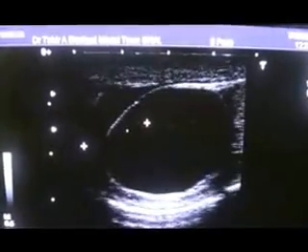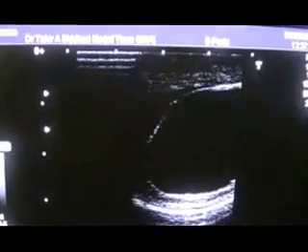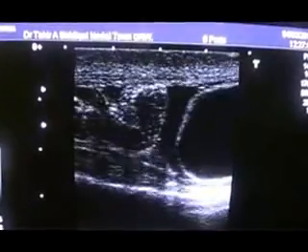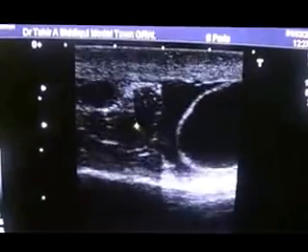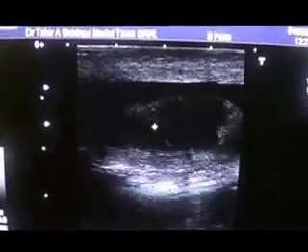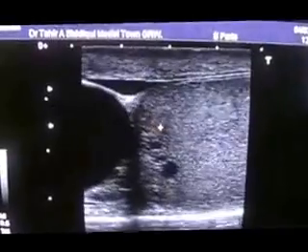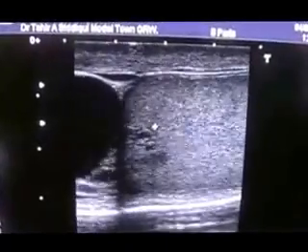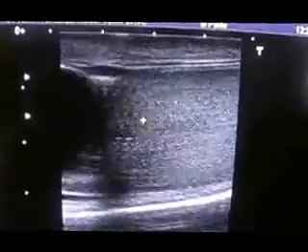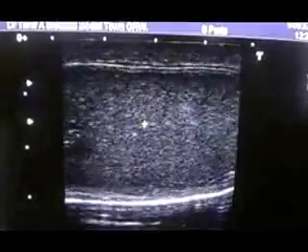And we see a small amount of fluid here. This is the fluid around its lateral margin. These are the bubbles. Cyst relating to the lateral margin, with the tunica intact. This is the mediastinum testis, this area.